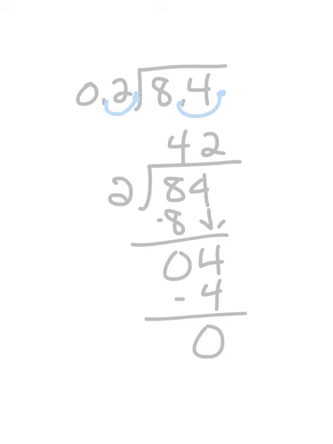So what this really means is if I look back up at my original problem, the question was how many 2/10 are there in 8 4/10? So you end up with there are 42 of them. I'm going to do another example so you can follow along.